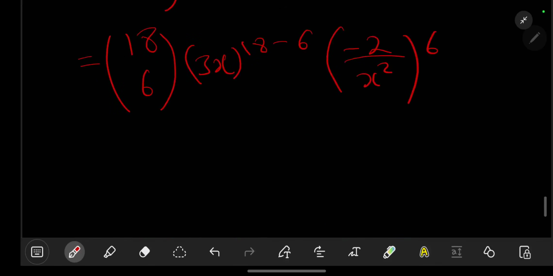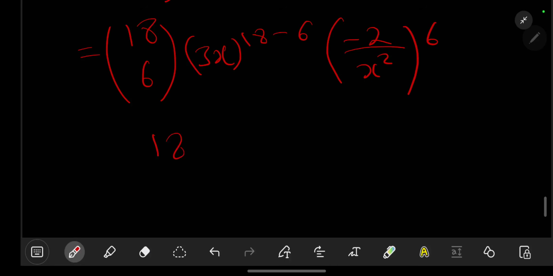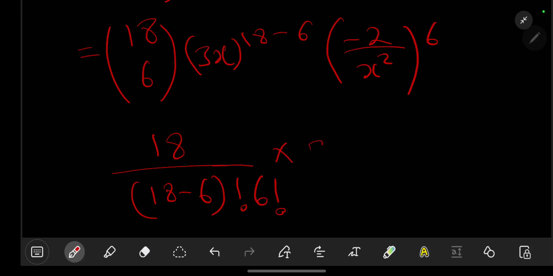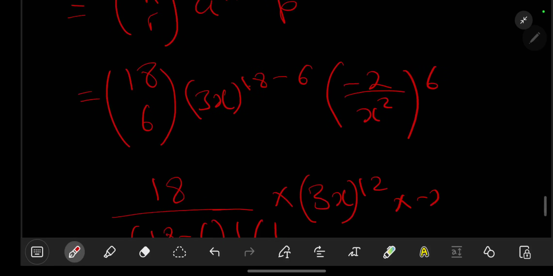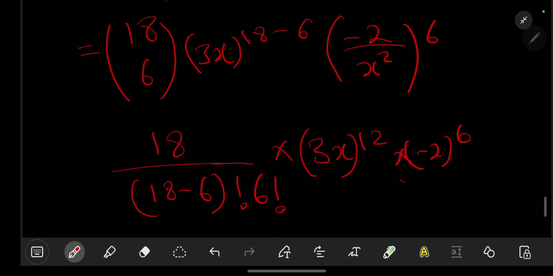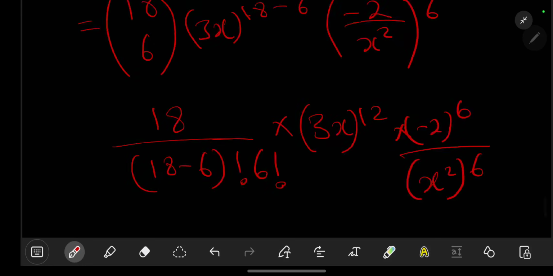So this is what we are going to do. Then our 18 combination r is the same as 18 factorial over 18 minus 6 factorial, then we have our 6 factorial, repeated like that, times 3x to the power of, 18 minus 6, that's 12. Then we have times our negative 2 to the power of 6 over our x to the power of 2 times 6, like that.